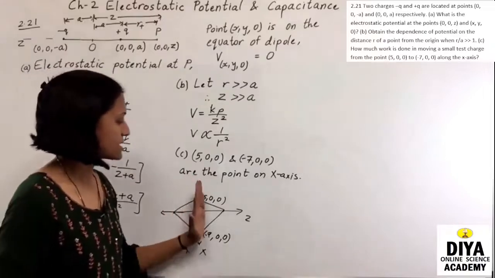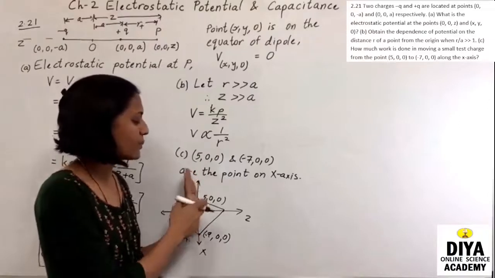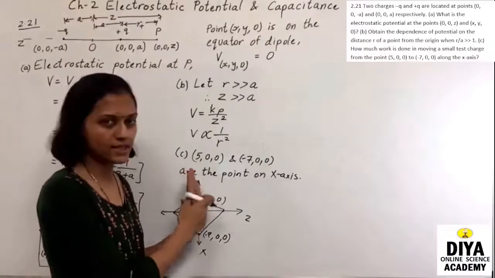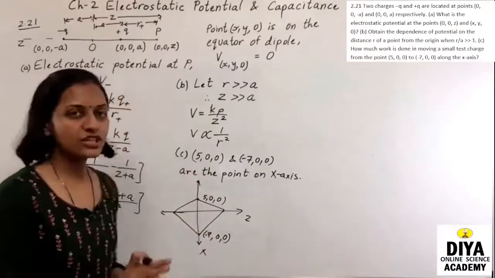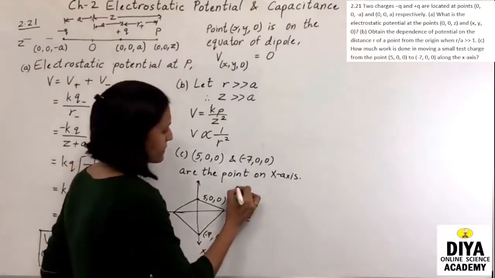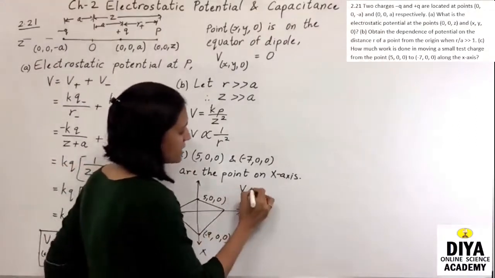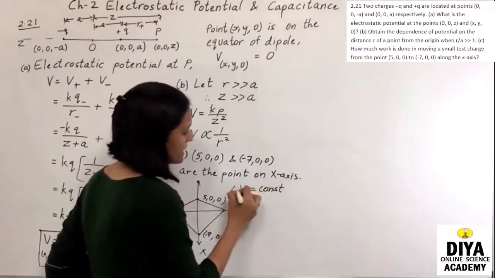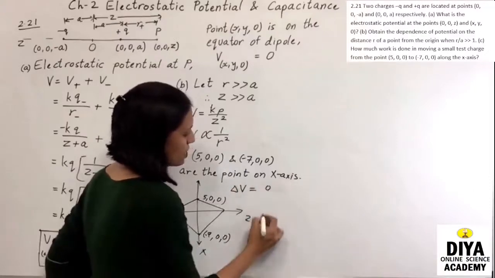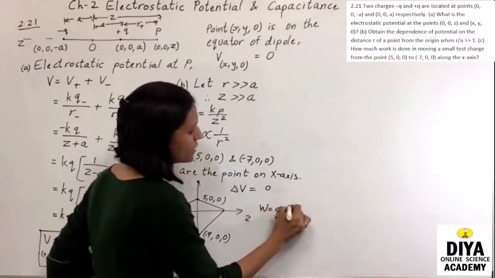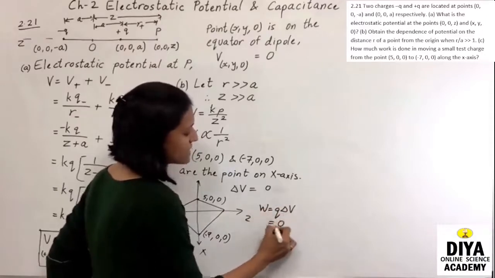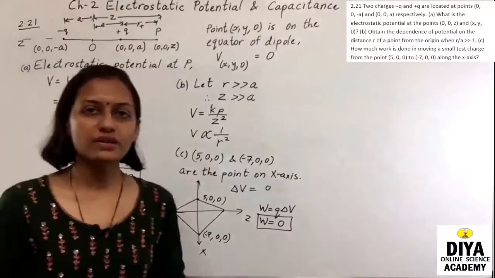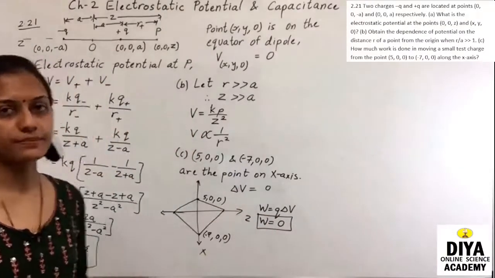The xy plane will be like this. So on this plane, if the charge is moved to any point on the xy plane, the potential will not get changed, where V equals a constant. Delta V will be 0 and work done equals Q into delta V. But as delta V is 0, work done will also be equal to 0. So no work is required in such a case.